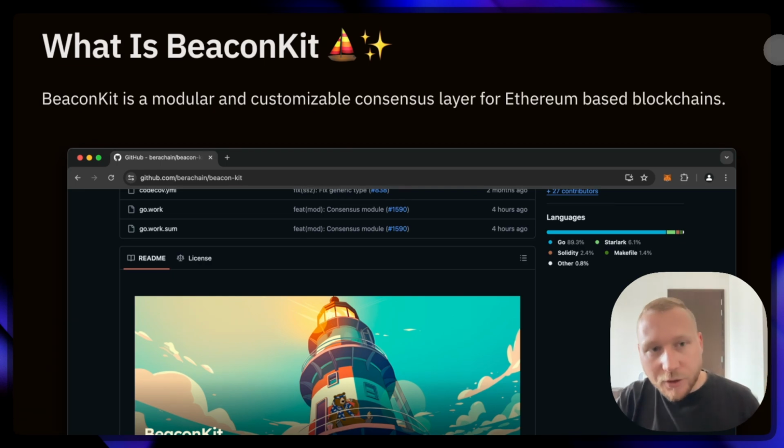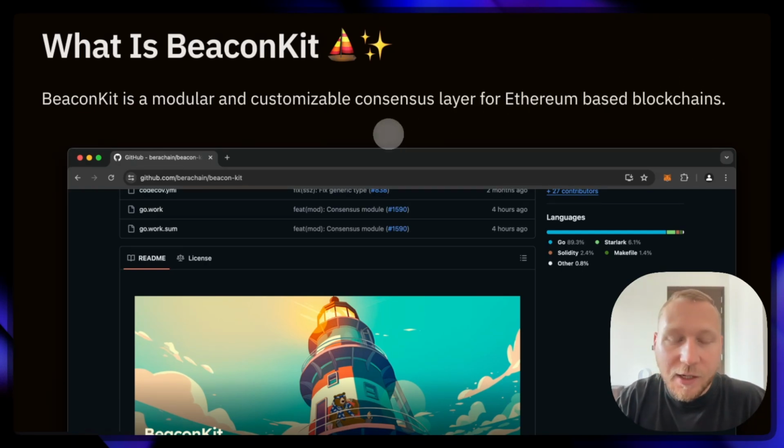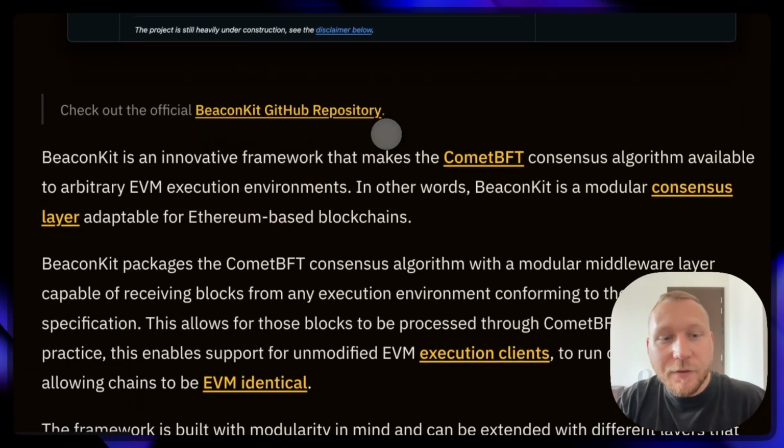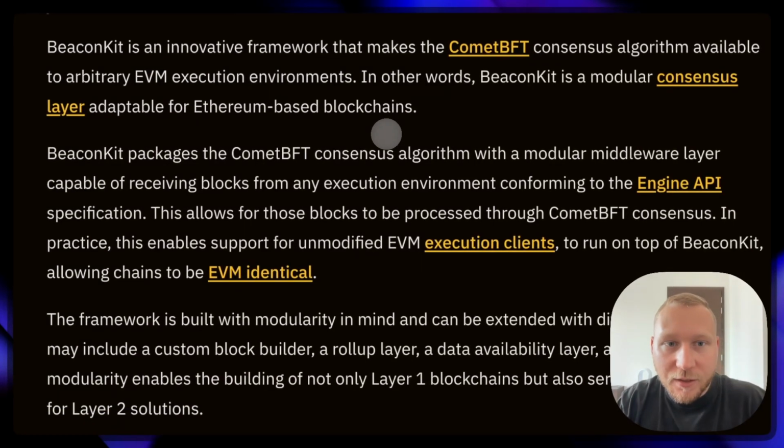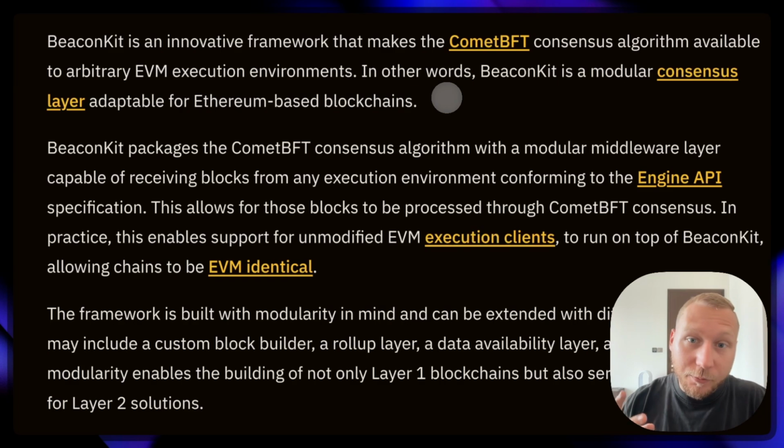The two main innovations that Berachain brings is number one, BeaconKit. BeaconKit is a modular consensus layer for Ethereum-based blockchains that enables an identical EVM to be built and be fully compatible with the Berachain mainnet. And if you watch my Berachain videos from 2 years ago, you probably remember that I said Berachain is actually built on the Cosmos SDK.